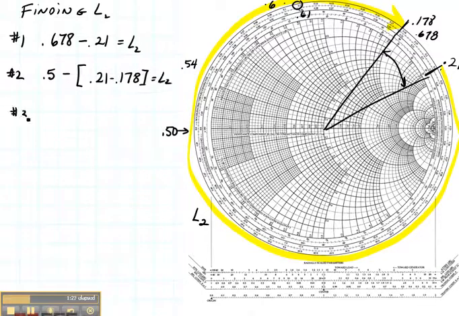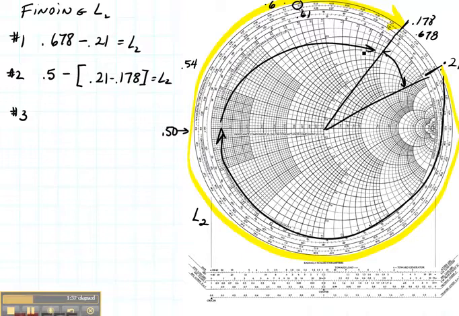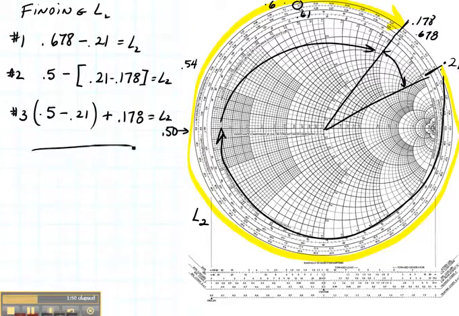And yet another way would be to find this piece right here, all the way up to 0.5, and add in this piece right there. So let's see how that would work. That would be 0.5 minus 0.21. That's the first section. And then we're going to add in the other part, which is 0.178. That's another way of finding L2. All of these things should be equivalent.